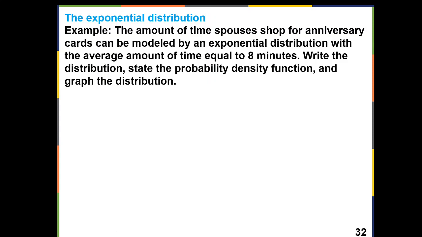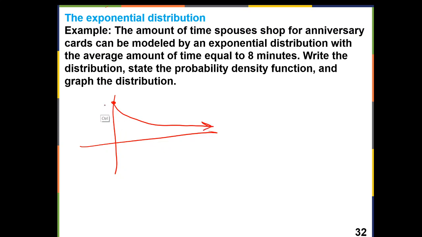The amount of time spouses shop for anniversary cards can be modeled by an exponential distribution with an average amount of time equal to 8 minutes. Write the distribution, state the probability density function, and graph the distribution. Okay? So again, what's the distribution? Well, the distribution is going to be exponential, right?